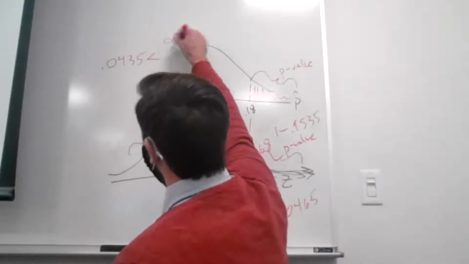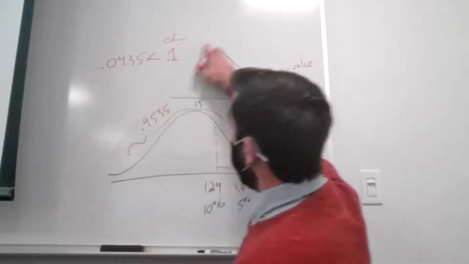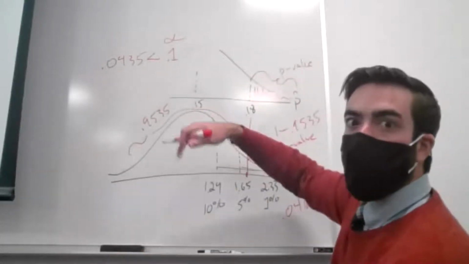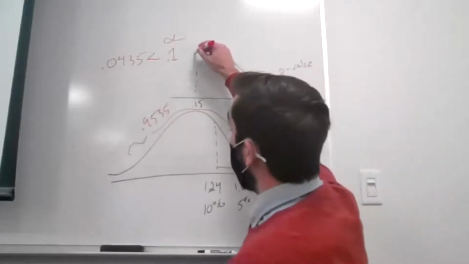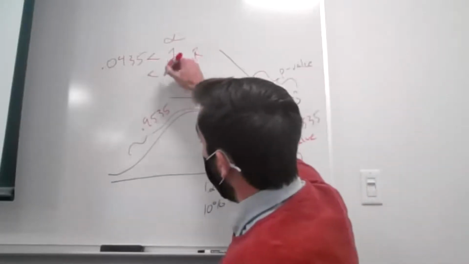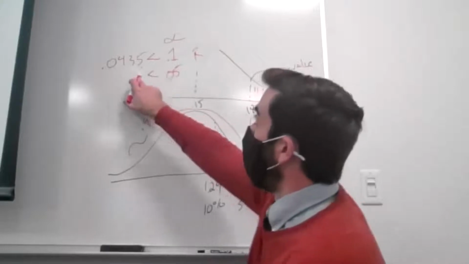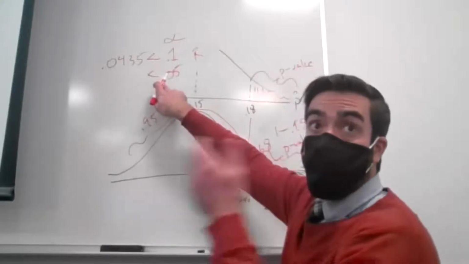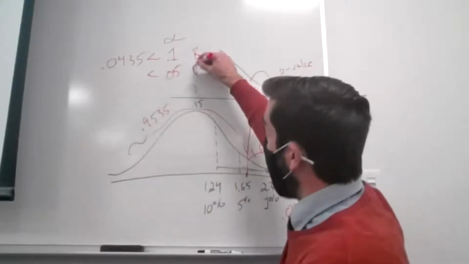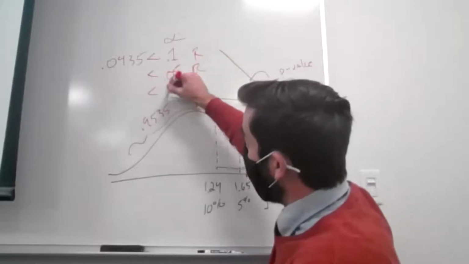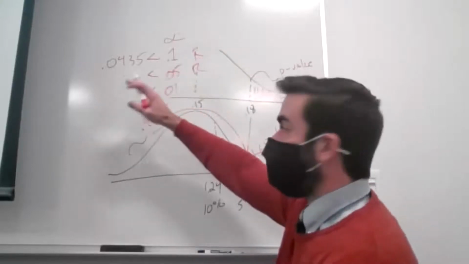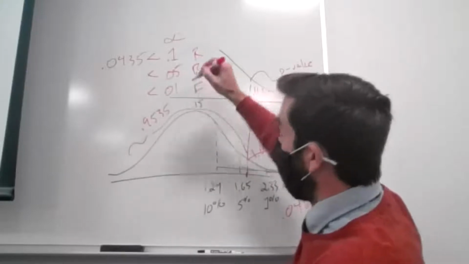Would that be less than an alpha of 0.1? Well, yeah, my p-value is definitely less than an alpha of 0.1, so I could reject. Would it be less than 0.05? Well, just barely, but it still is less than that alpha of 0.05, so I can reject. Would it be less than an alpha of 0.01? No. So there I would fail to reject.